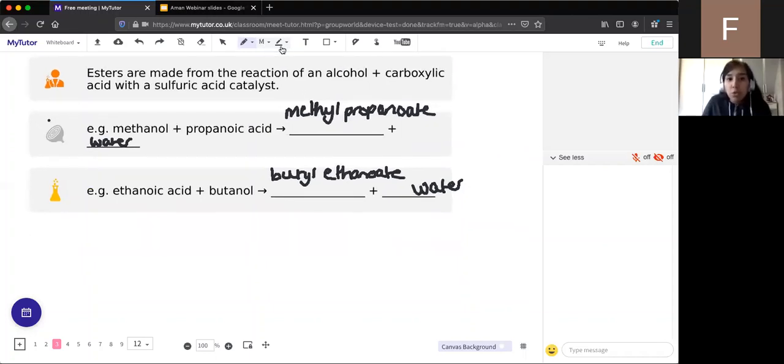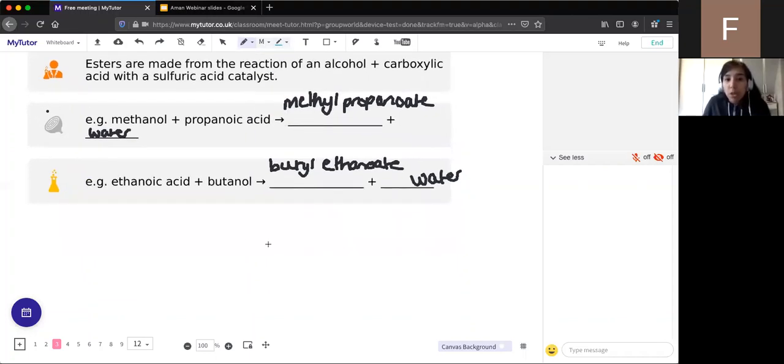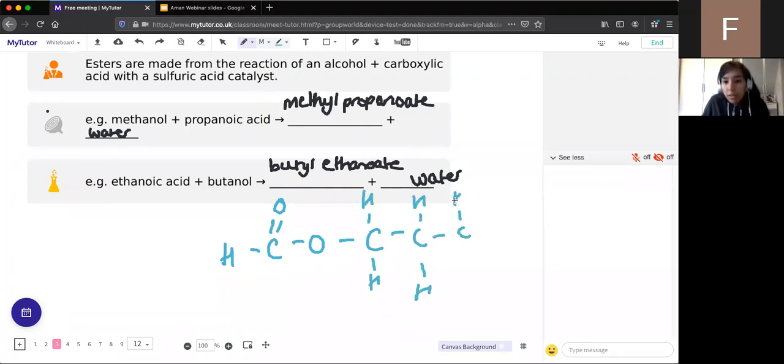So if I was to draw methyl propanoate, you might expect it to be COO, that's our methyl, with an H here. So that would be our methyl. This is what we might expect it to be. And then our propanoate would have our 3 carbons like so. As I said, this is what we might expect it to be. This is not what it is.